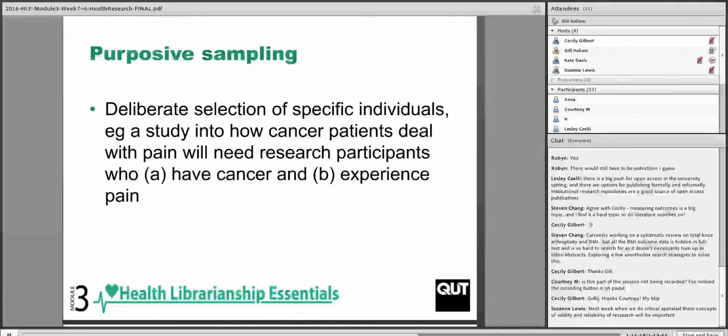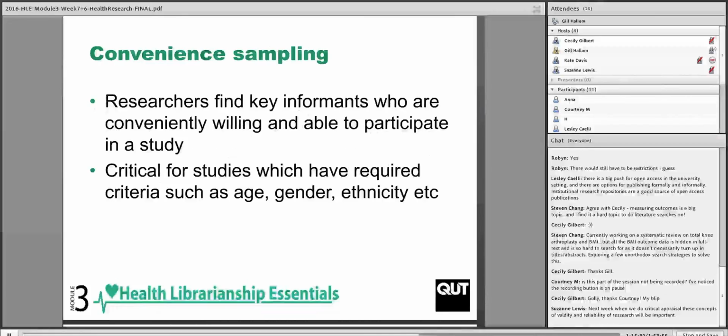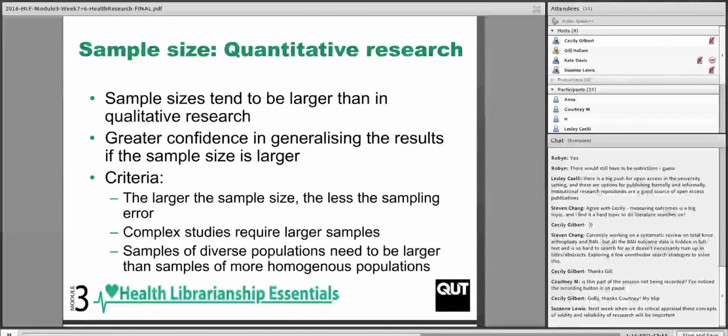For example, a study into how cancer patients deal with pain will need research participants who, A, have cancer, but also, B, experience pain. So you're looking for a particular group of people who are going to support you with that research activity. On the other hand, convenience sampling might be just finding key informants who are willing and able to participate in a study, but you need to consider the different criteria such as age, gender, ethnicity, etc., to ensure that you do get a balanced sample of what you need.